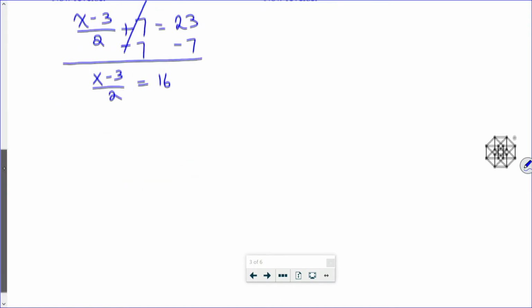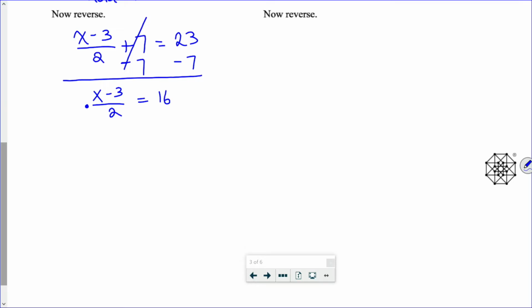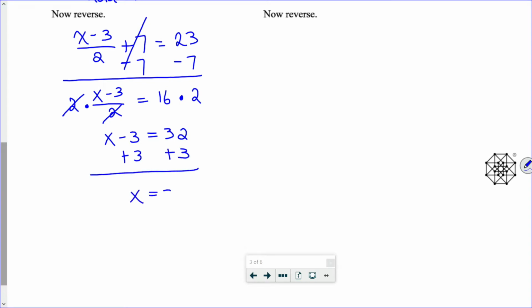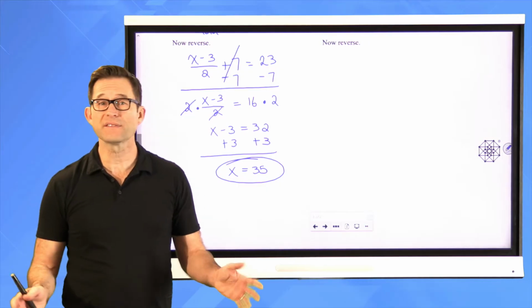Give myself a little more space here. Now I'm going to multiply both sides by 2. Those cancel. I get x minus 3 is equal to 16 times 2. That's 32. And then I'm going to add 3 to both sides. And I'm going to get x equals 35. All right, that's it, right?